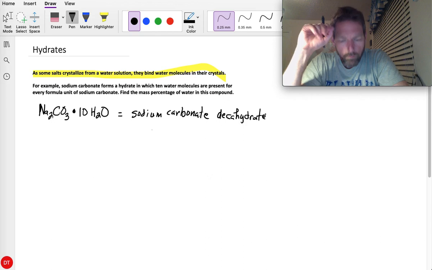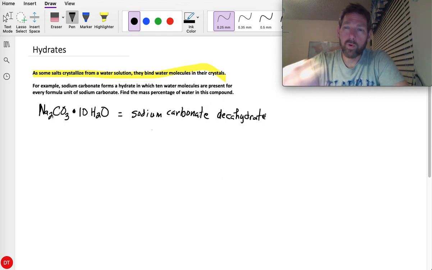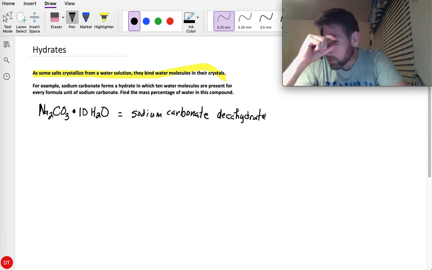So right here, this says find the mass percentage of water in this compound. No matter what your sample size, we've talked about this before in class and in these videos, you could have a sample size that's that big or that big.